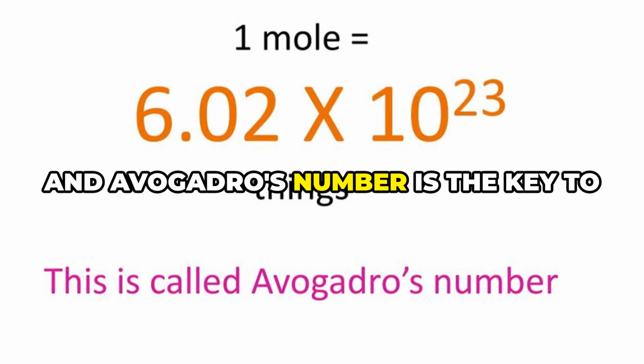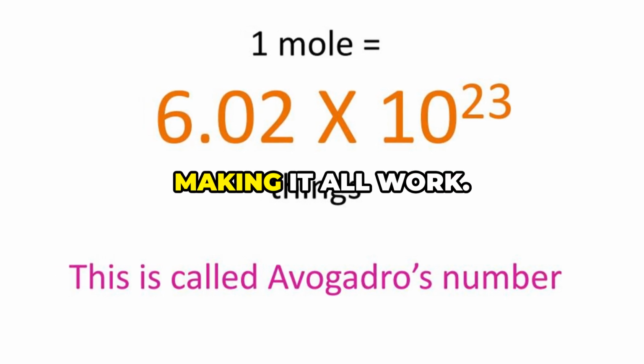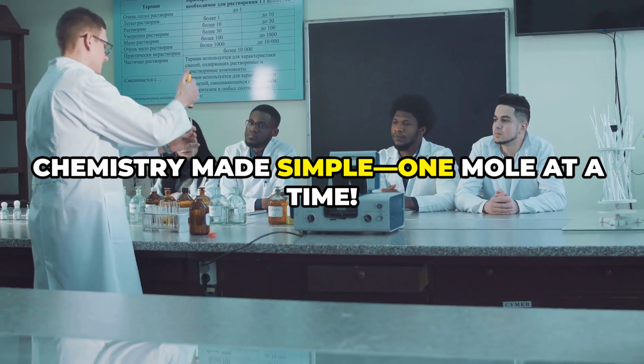And Avogadro's number is the key to making it all work. Chemistry made simple, 1 mole at a time.